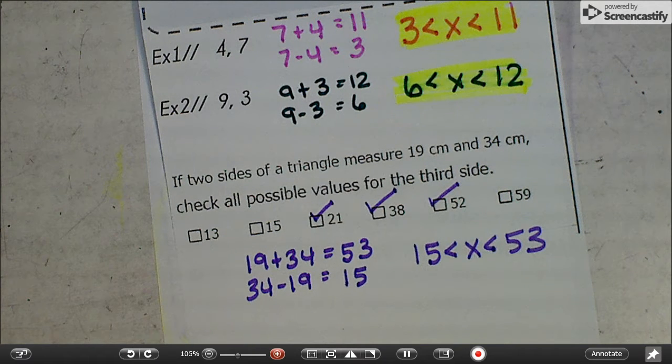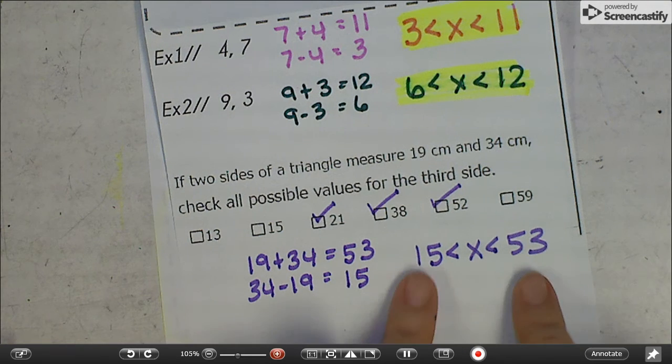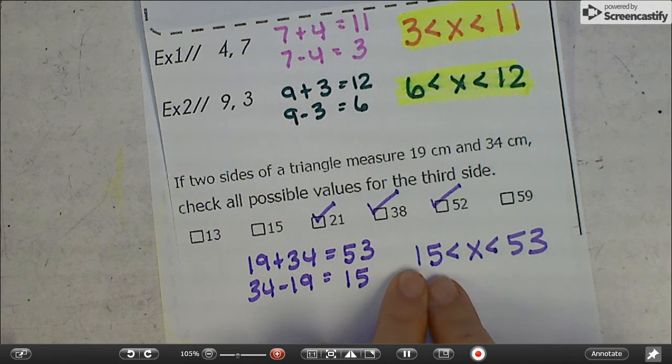Does this make sense? Why? Because it has to be between them. So 15 is the smallest.